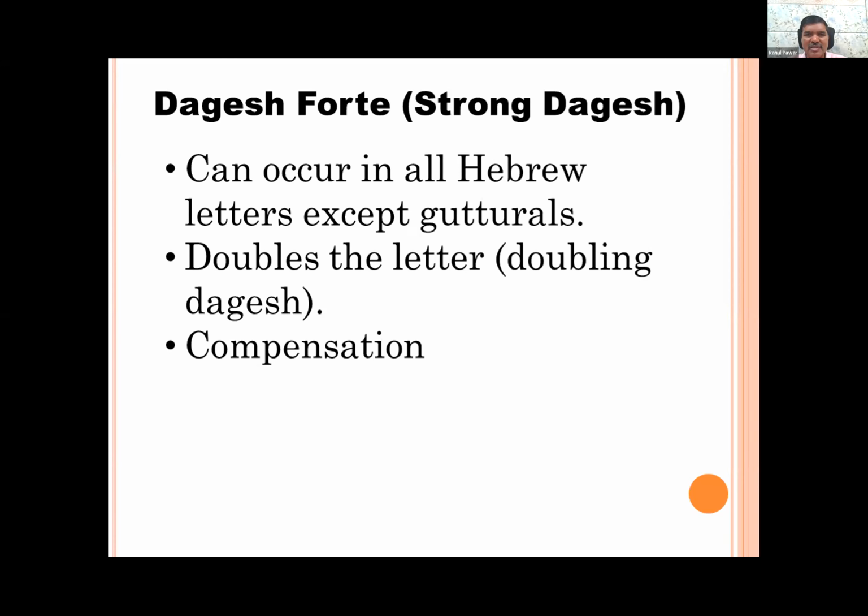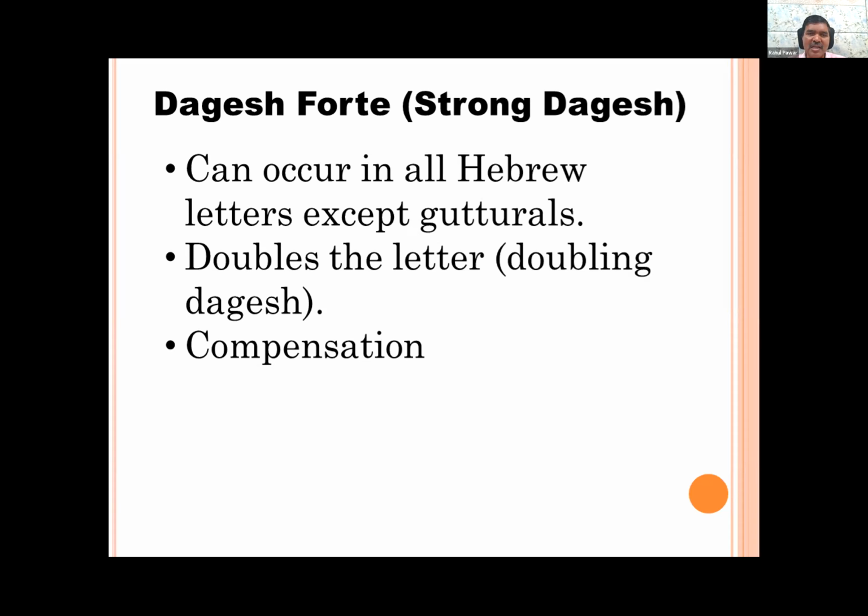What happens when we put Dagesh Forte? It doubles the letter, so it is also called doubling Dagesh. So there are three names of this Dagesh. One is Dagesh Forte. It is also called strong Dagesh, because Dagesh Lene is the weak Dagesh, so this is a strong Dagesh. And the third name is doubling dot or doubling Dagesh, because it doubles the letter.